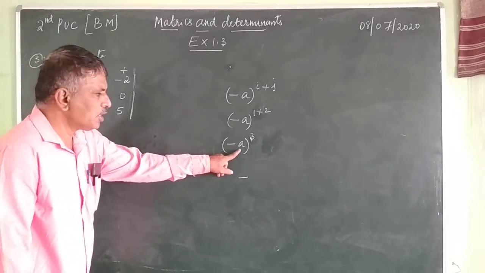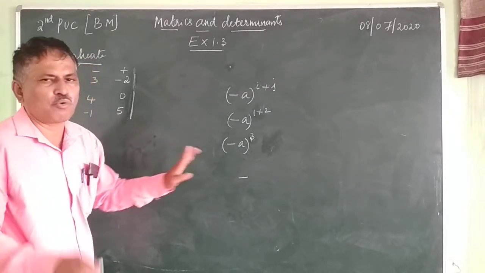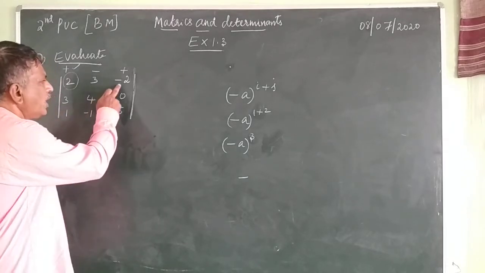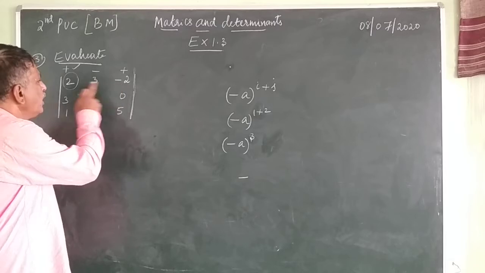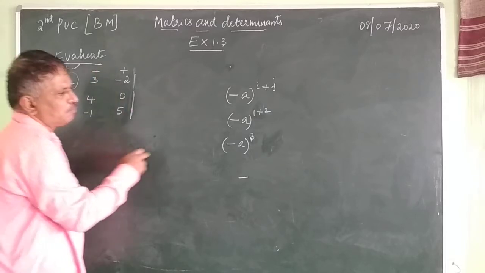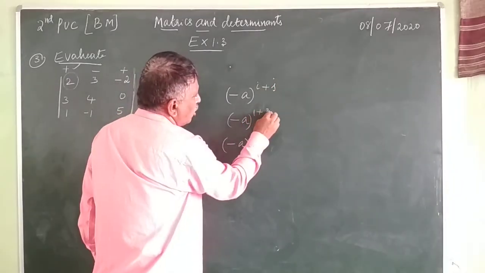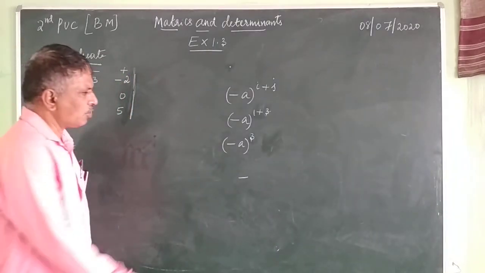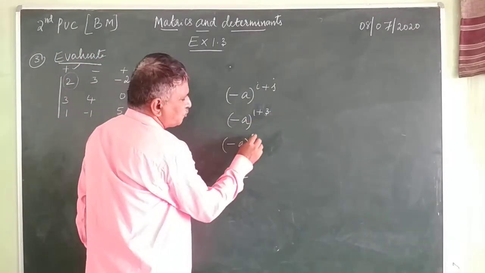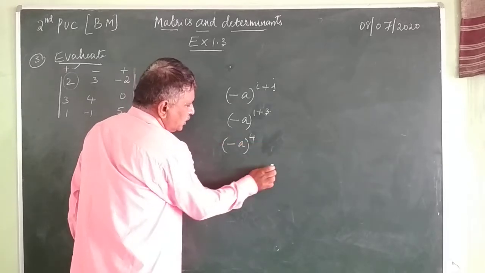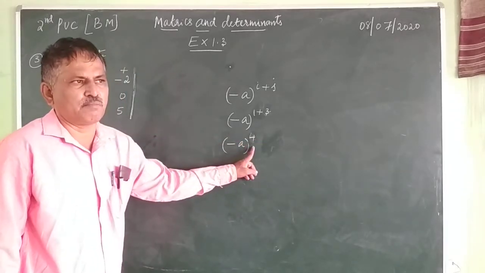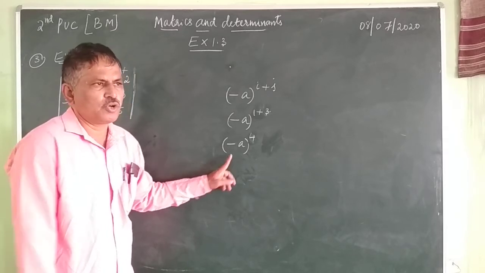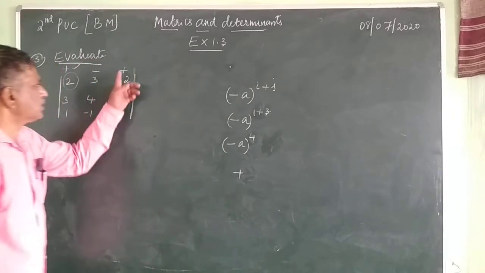I am not speaking about the value of the element, I am speaking only about the sign. Then this one, 2, is present in the first row and third column. I represents the row and j represents the column. So it becomes 1 plus 3, which is 4. Since 4 is an even number, the sign becomes positive. So therefore it is a plus sign.